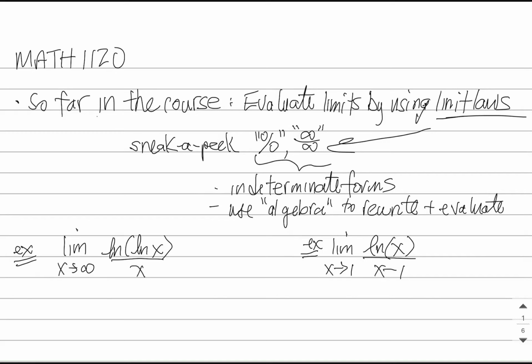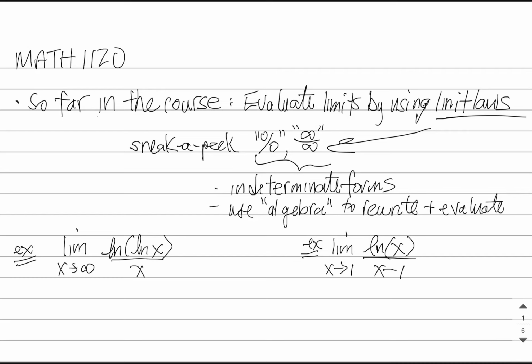So far in the course, we've been evaluating limits by using the limit laws. That involves a whole bunch of stuff, but for the most part, it's sneaking a peek. And we would often encounter the forms 0 over 0 or infinity over infinity. These are called indeterminate forms. And our method was to use some algebra to try to rewrite these limits and evaluate them.